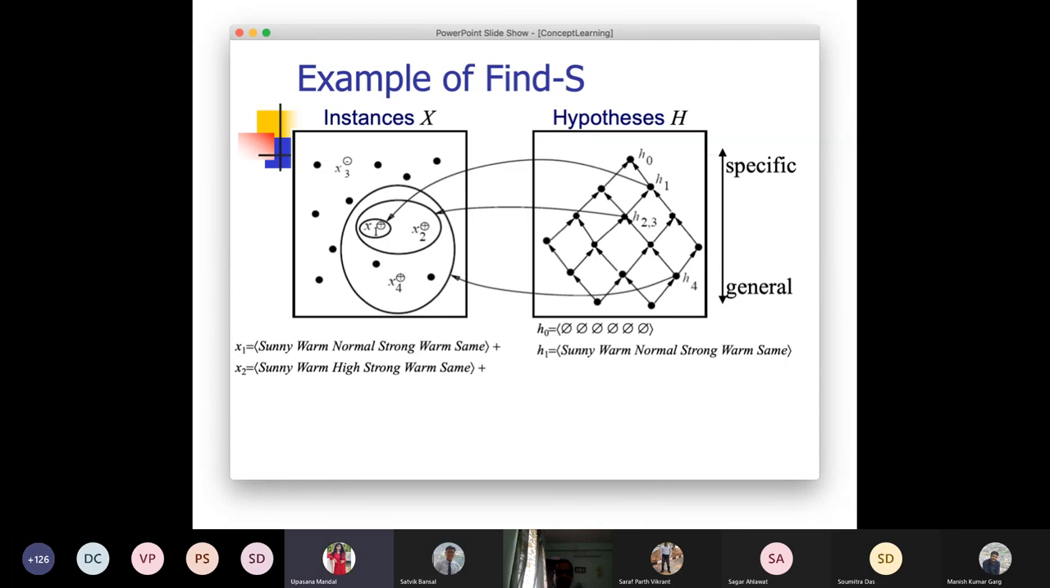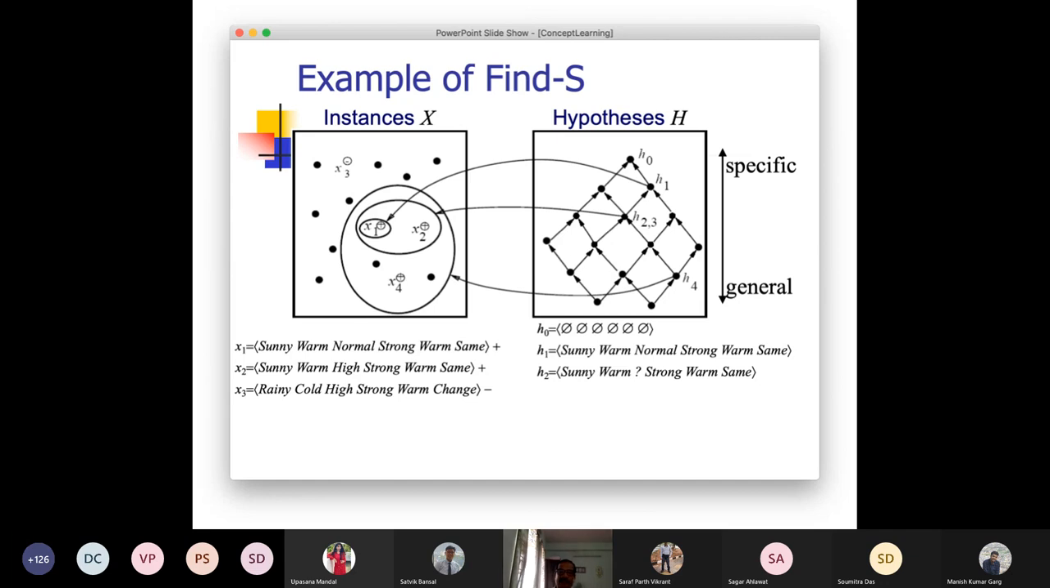What should H2 be? Don't care. Change it to don't care on the third position. Yeah: sunny, warm, don't care, strong, warm, same. Okay. Let us take the next example. It is rainy, cold, high, strong, warm, change, and the label is negative. So what should we do? Ignore X3. Don't do anything, isn't it?